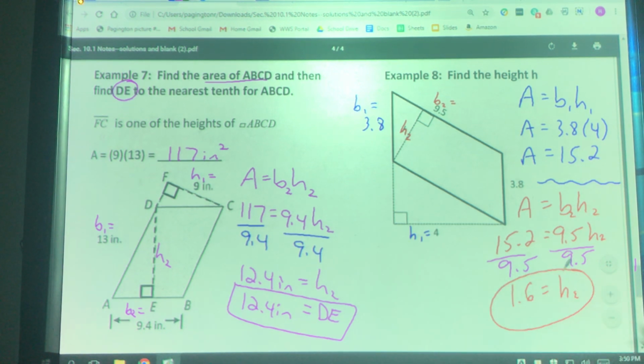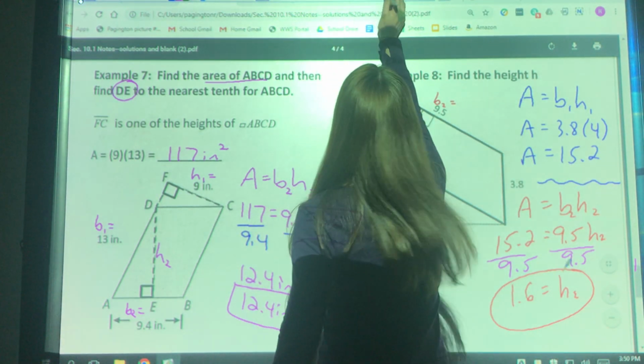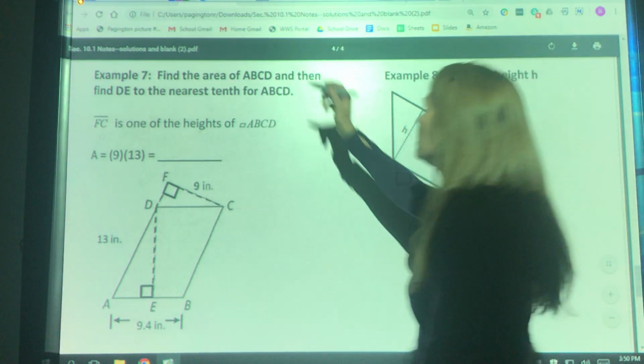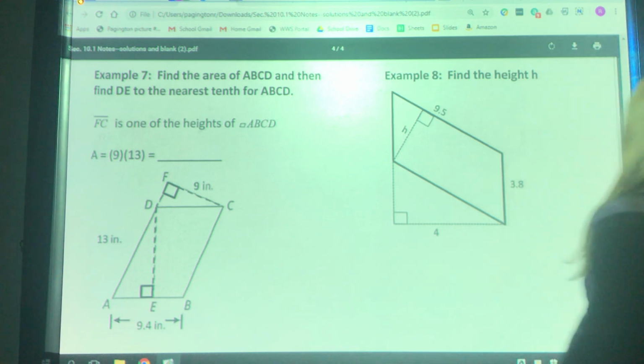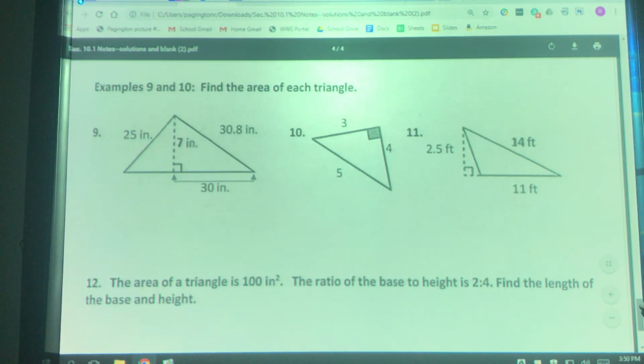All right, you get to hear a bell. You haven't heard a bell in a while. All right, so almost done. So next is number 9, 10, and 11.